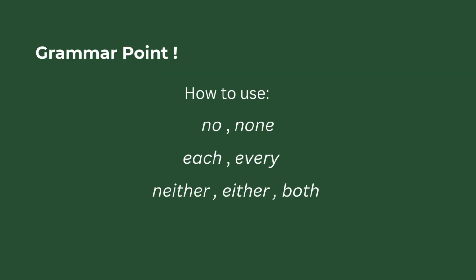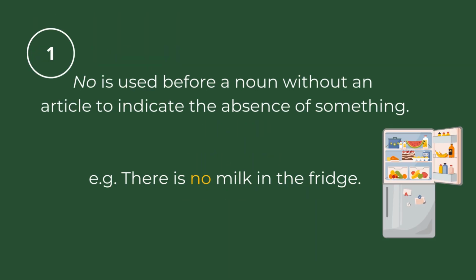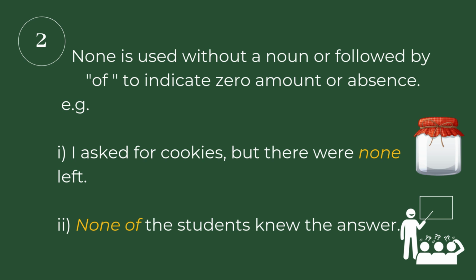Let's go through some grammar rules. 1. No is used before a noun without an article to indicate the absence of something. Example, there is no milk in the fridge. 2. None is used without a noun or followed by of to indicate 0 amount or absence. Example 1, I asked for cookies, but there were none left. Example 2, none of the students knew the answer.